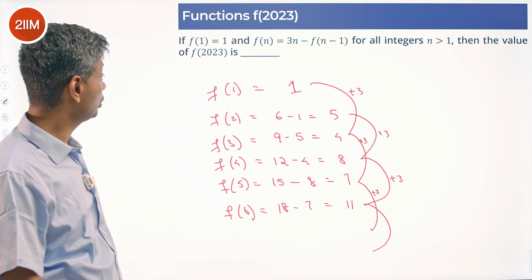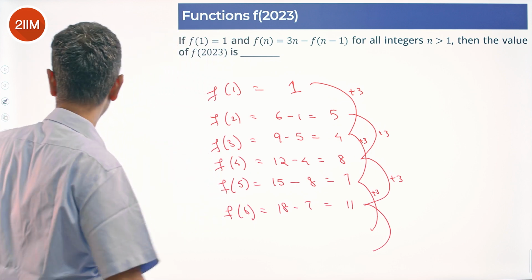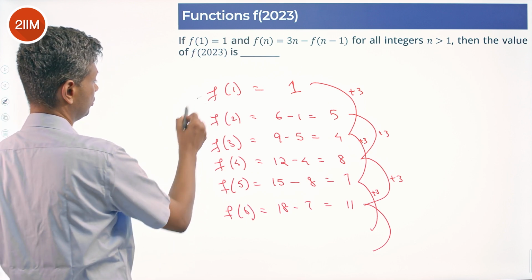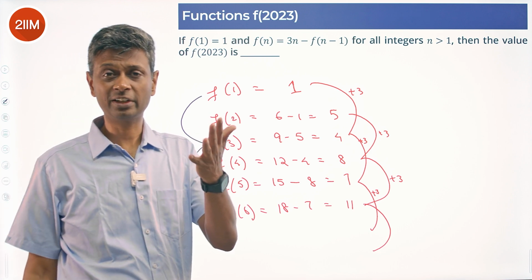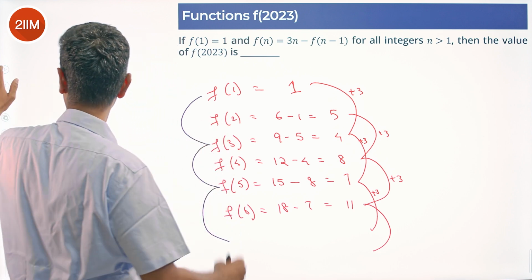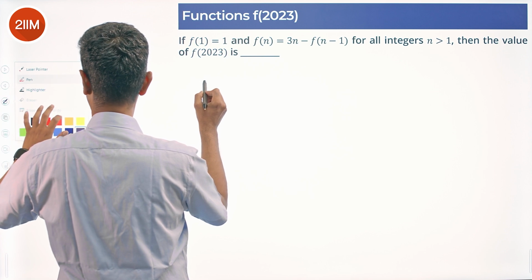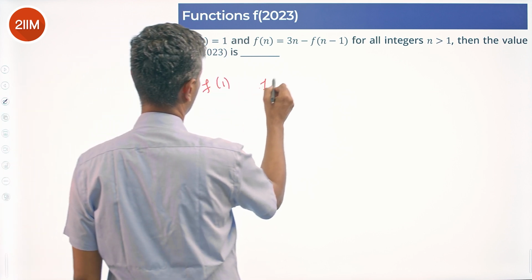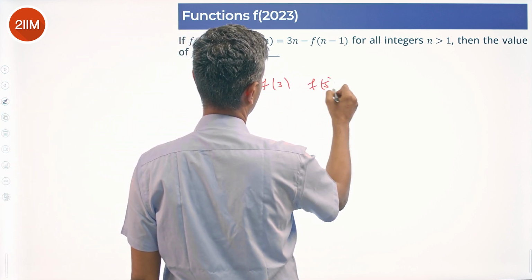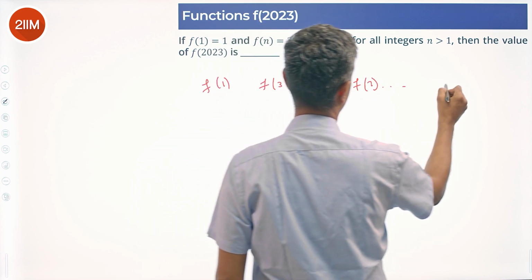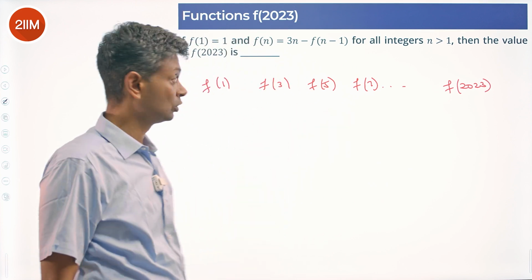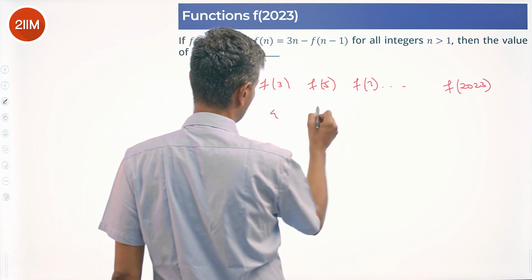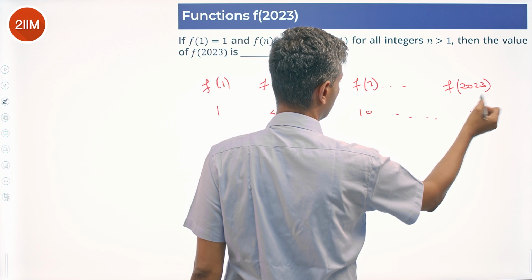Now we need to find f of 2023. f of 2023 will be part of the odd term sequence, f1, f3, f5, f7, f9, that sequence. So we say, hey, f of 1, f of 3, f of 5, f of 7, f of 2023 is an AP. This term is 1, 4, 7, 10. What is this term?